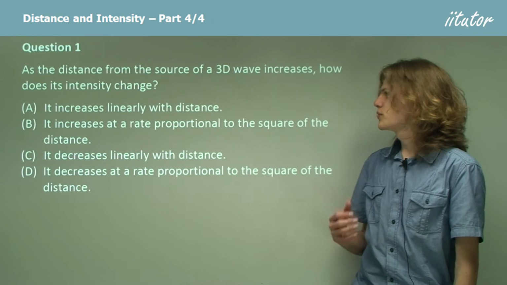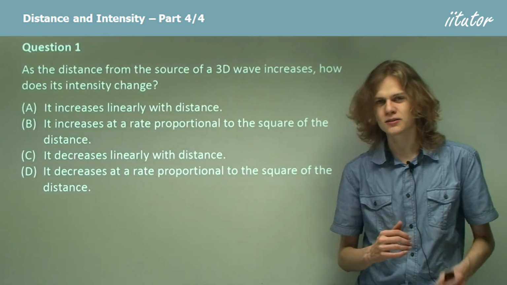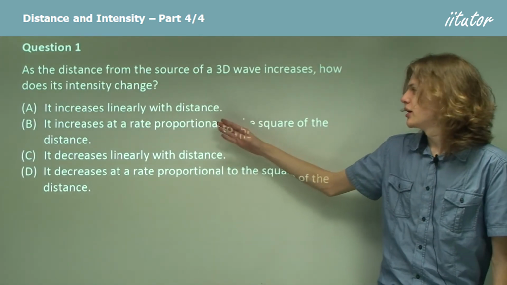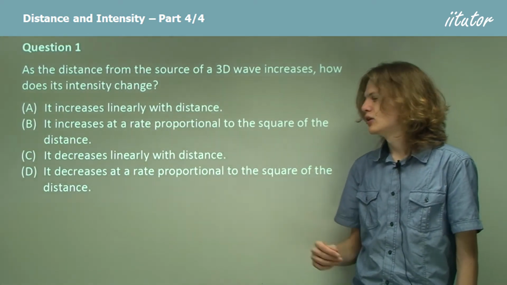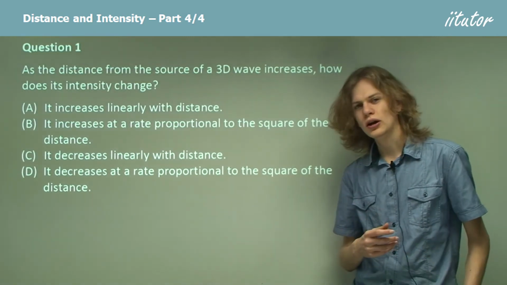As the distance from the source of a 3D wave increases, how does its intensity change? Does it increase linearly with distance, increase at a rate proportional to the distance squared, decrease linearly with distance, or decrease at a rate proportional to the distance squared?